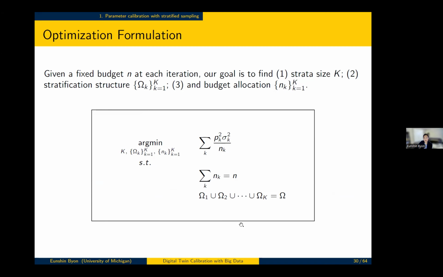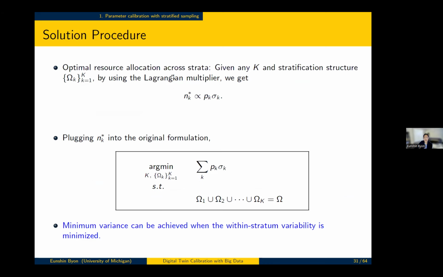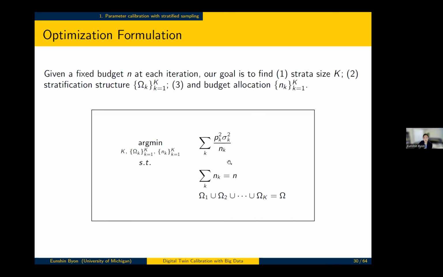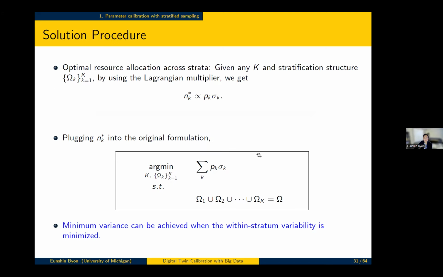Okay, and here the budget allocation is relatively easy to solve when we use the Lagrangian multiplier. The optimal budget allocation is proportional to pk sigma k. So if we plug this into the original objective function, we get this. So our optimization formulation can be reduced to this: we need to minimize the summation over k of pk times sigma k.